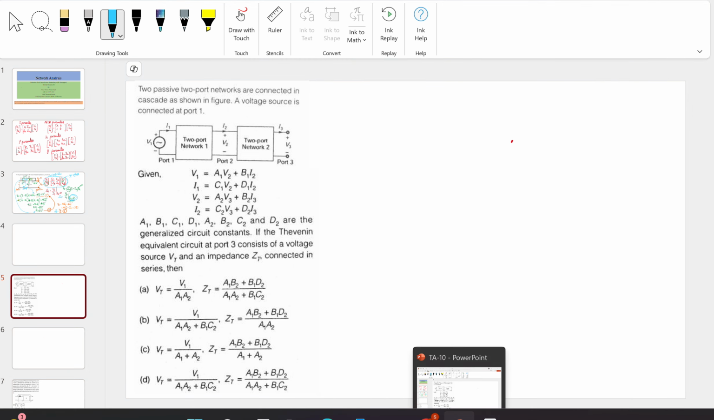Try to solve this. And if you're facing any doubt, just let me know. I will give the parameter values also so that it will be easy for you to understand and solve.